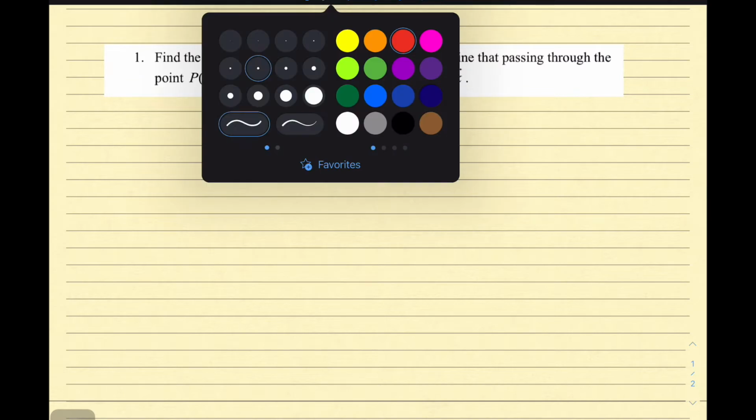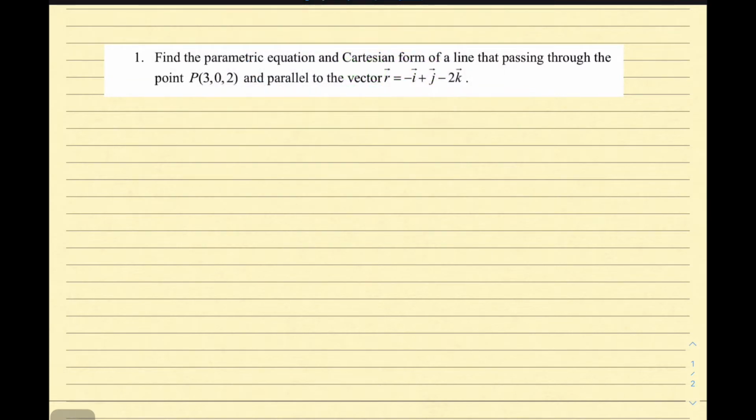Okay, kita nak bincang, kita nak discuss tentang soalan daripada exercise yang lepas, iaitu berkenaan dengan equation of line and equation of plane. Okay, so kita tengok soalan yang pertama. Find the parametric equation and Cartesian form of the equation of a line that passing through the point P(3, 0, 2) and parallel to the vector R = negative I plus J minus 2K.